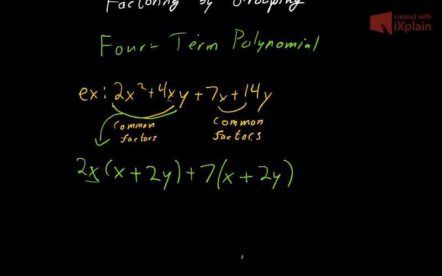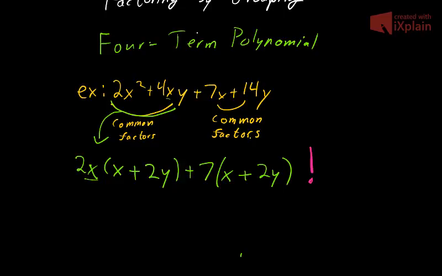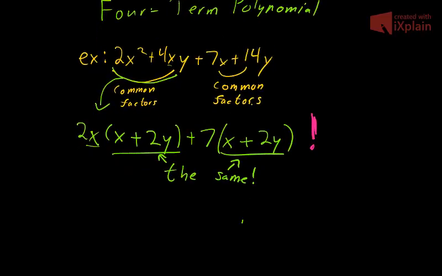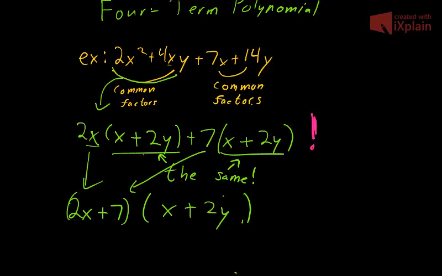And if we look at what happened, I'm hoping we have kind of an exclamation mark going off. If we look at what happened, we've got these two parts that are the same. And that is very, very important if we're trying to group by factoring, is that those two things end up being exactly the same. So what I can do now is use my distributive property and just factor out the 2x and the 7. So I'll end up with 2x plus 7 from here and there. And that would be multiplied by x plus 2y, which is this last part. And this is my factored equation.